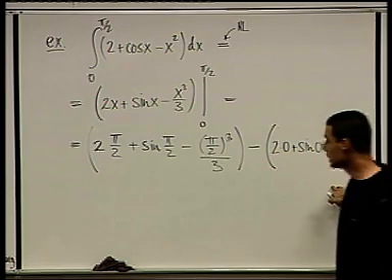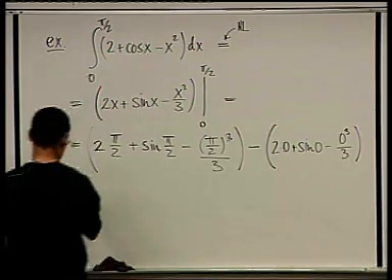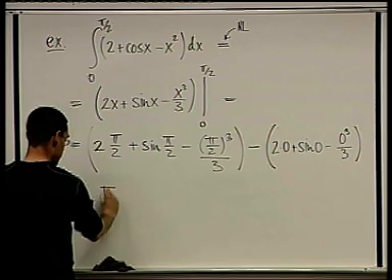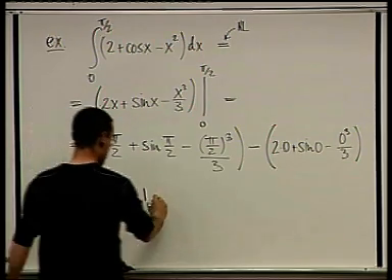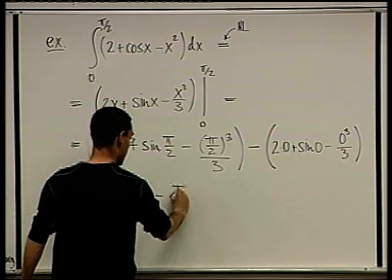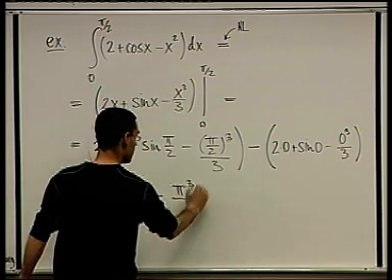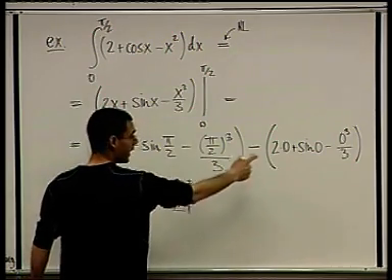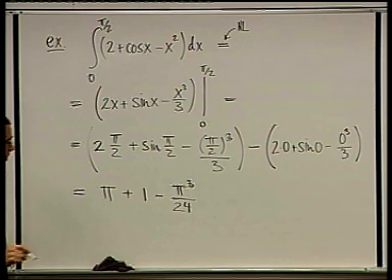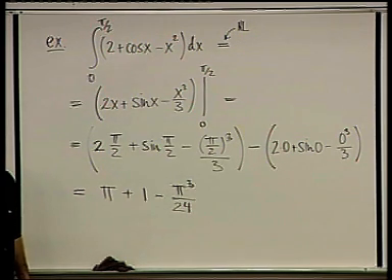Good? So what do we get? Here we get pi plus sine of pi over 2 is 1 minus pi cubed divided by 8 times 3, by 24. And all of these are just 0. So that's the answer. That's it.